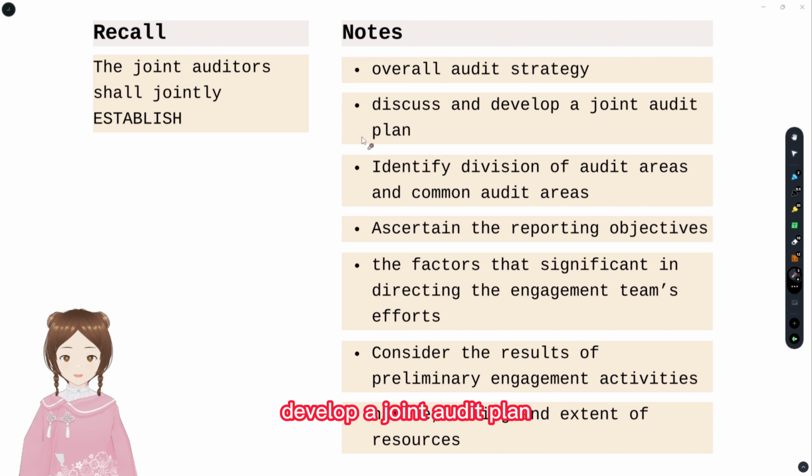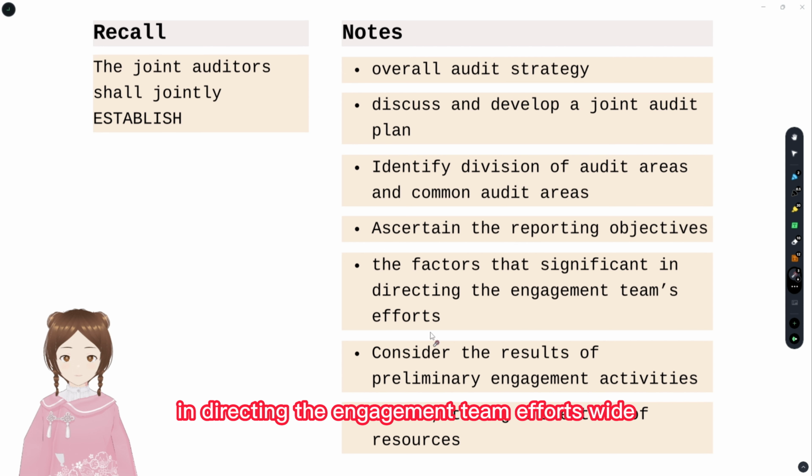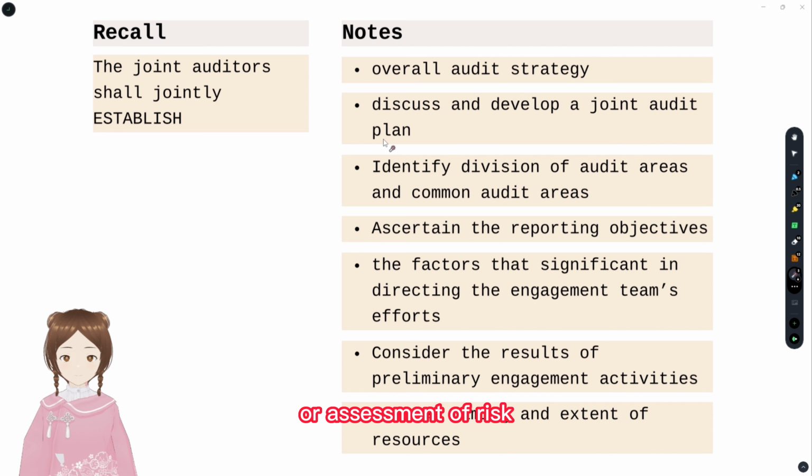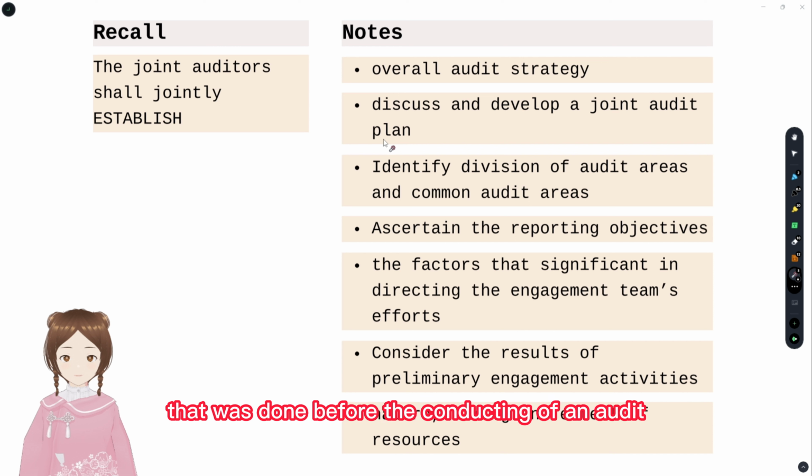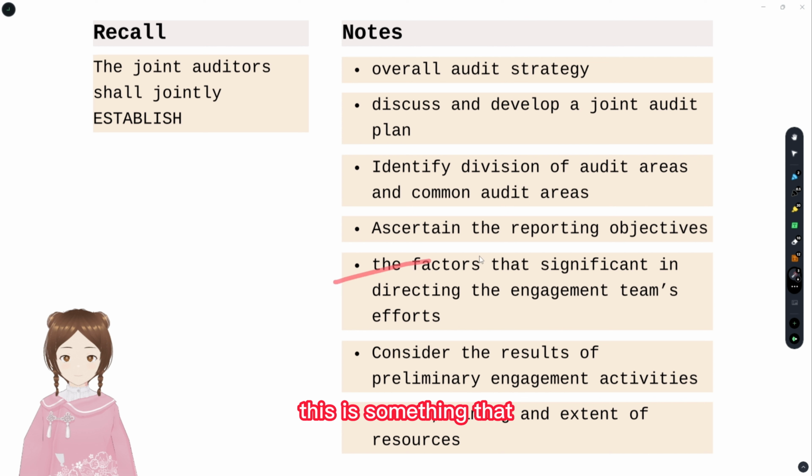Discuss and develop a joint audit plan. One audit strategy, one audit plan. Identify division of audit areas and common audit areas. This was the objective of the standard. Ascertain the reporting objectives, how the report has to be given. The factors significant in directing the engagement team's efforts include the preliminary activities, such as assessment of risk of material misstatement done before conducting the audit, and understanding the business environment. Why do we do that? The benefit of an audit plan is to direct the engagement team's efforts and to give more attention to the significant matters. This is something that you could easily write whenever you find an audit plan question here.